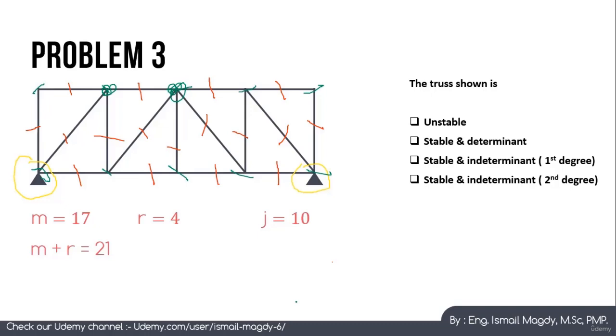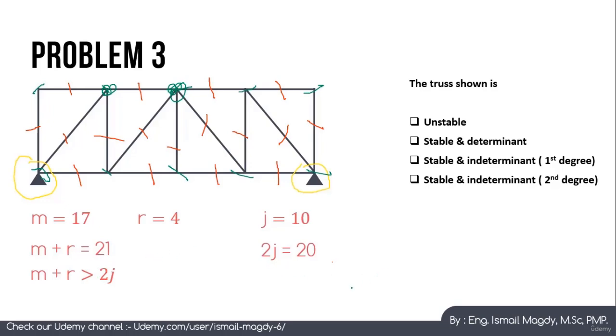The first one is M plus R, which is 17 plus 4 equals 21. And the second one is 2J, and here J equals 10. So 2J equals 20. This means that M plus R is more than 2J, because here M plus R equals 21 and 2J equals 20. So it is more than it by only 1.